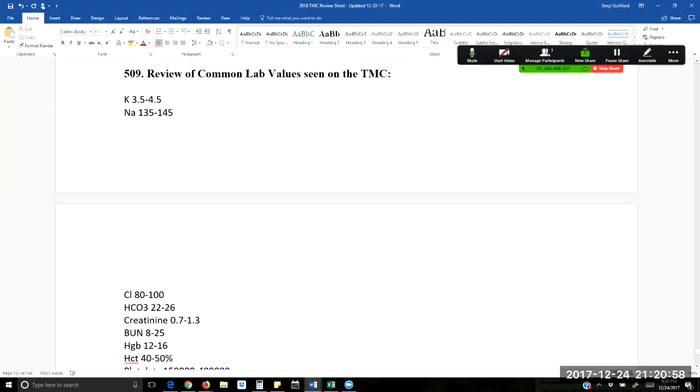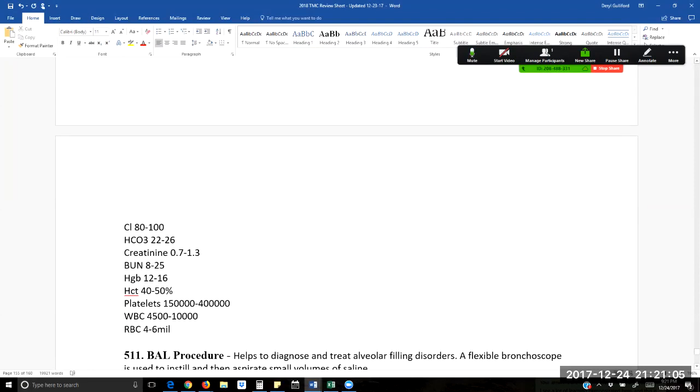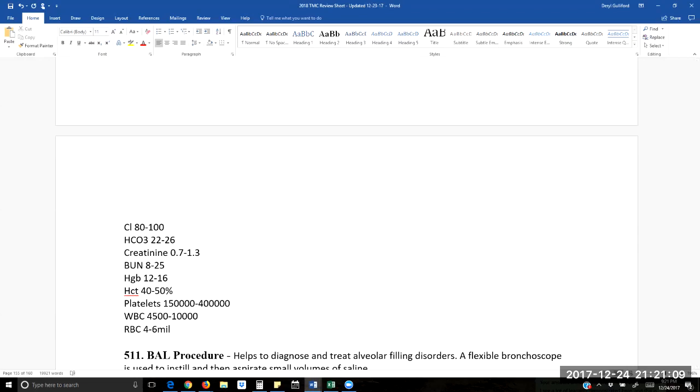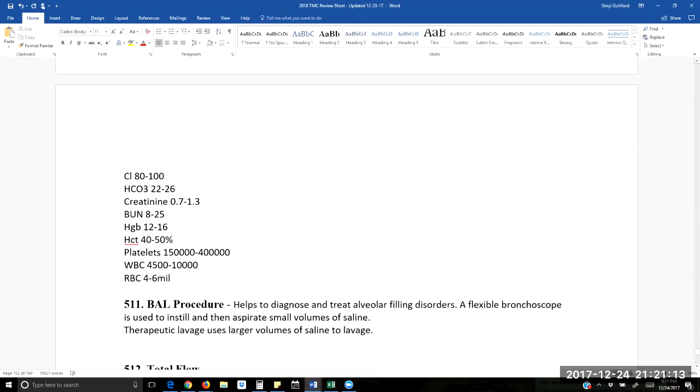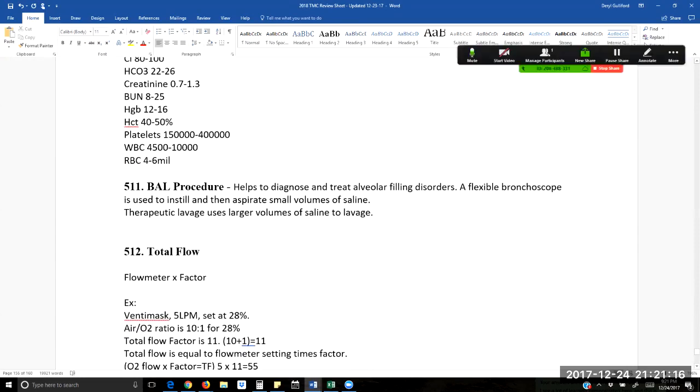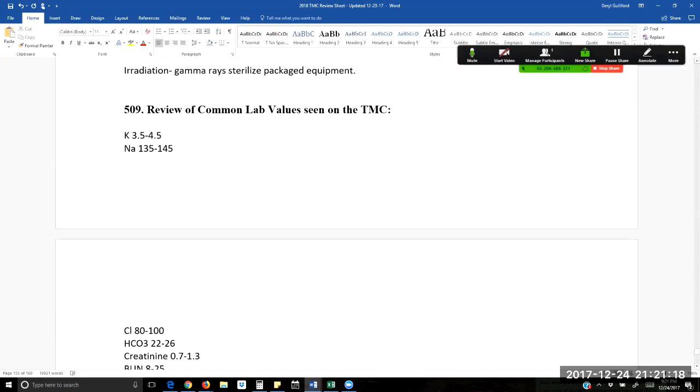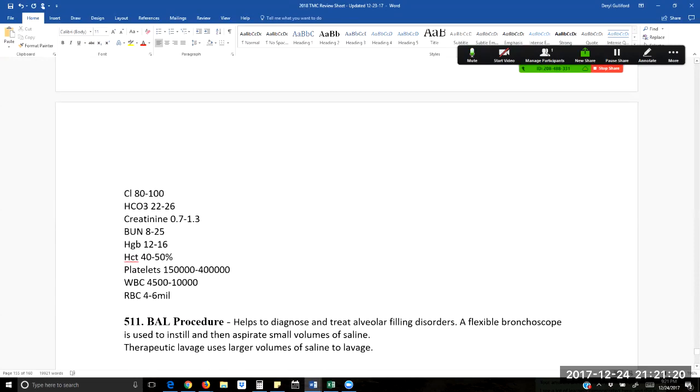And then here's a quick review of your lab values. Sodium, potassium, chloride, bicarb, creatinine, BUN. These are all showing up on the test. Hemoglobin, hematocrit, platelets, WBC, RBC. These are the exact ones that I had on my own test. So you're just going to have to take some time and learn those lab values.